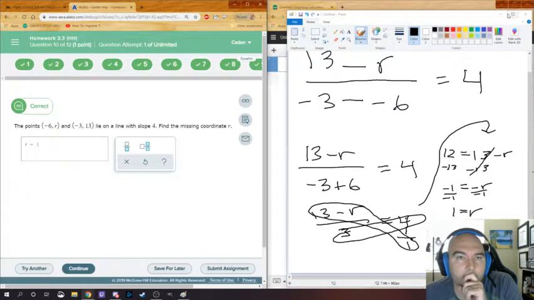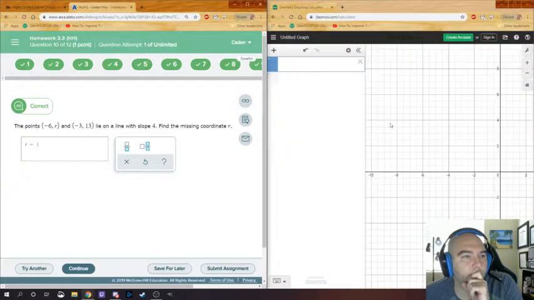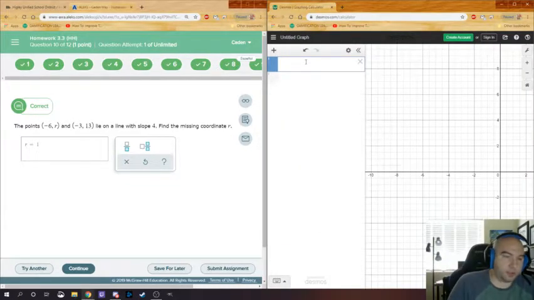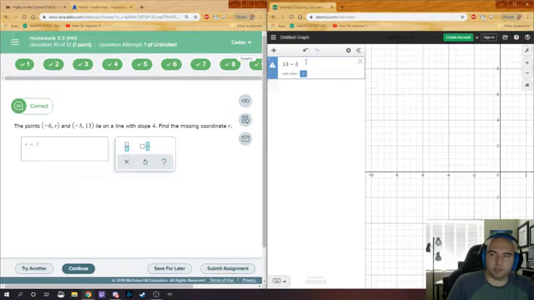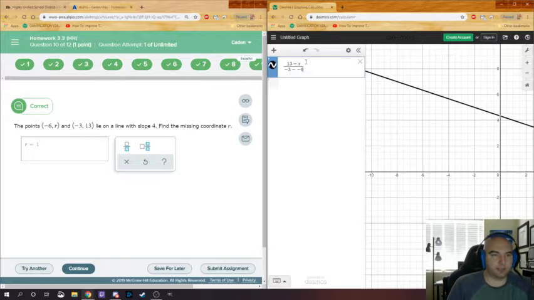So let me close this out here. So let me show you. On Desmos, if I was doing this, I would do exactly like I normally do. I'd write y2 minus y1. Now, I could type r, but Desmos gets a little mad. So if you have a variable, you're going to have to use x. So 13 minus x over negative 3 minus negative 6.